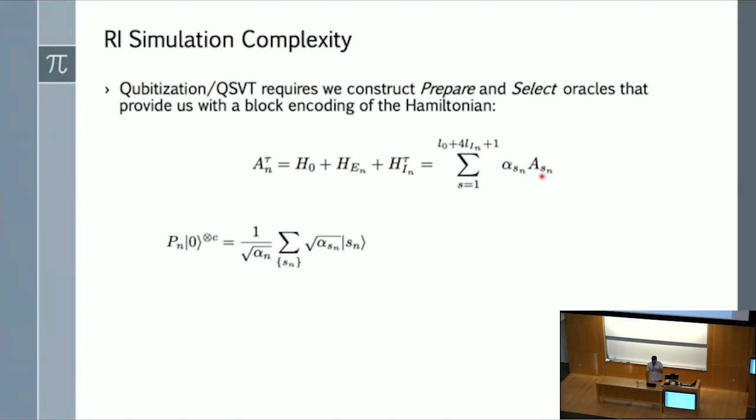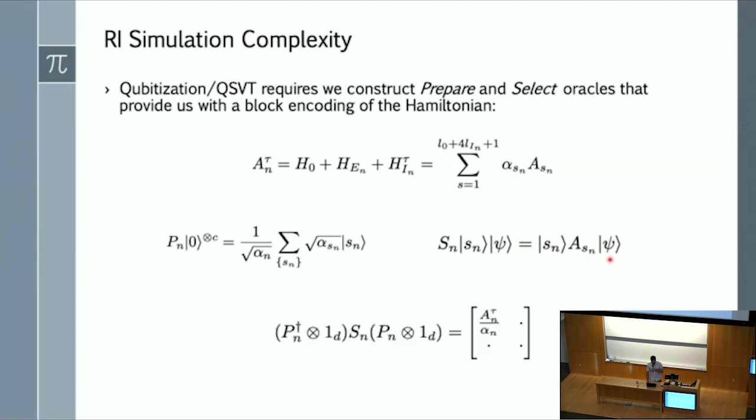So, like I said before, we have a prepare oracle, which acts on an ancilla register to encode all of these coefficients for our unitary decomposition. And then a select oracle, which, using some control logic, sees the ancilla register state and applies the correct unitary to our state of interest. And just to show you how these act together, you can prepare this block-encoded Hamiltonian like so.